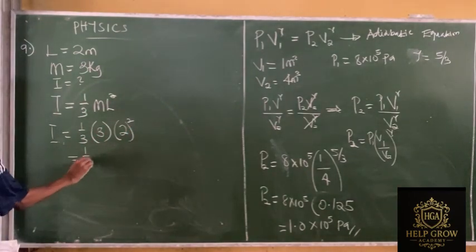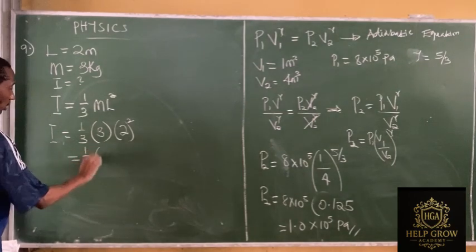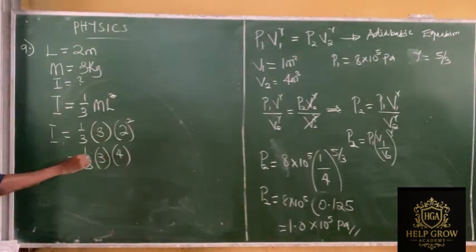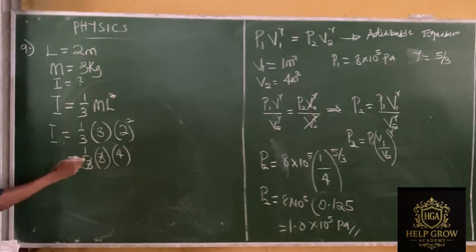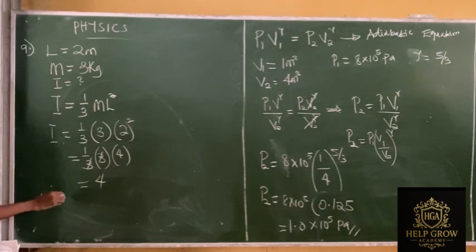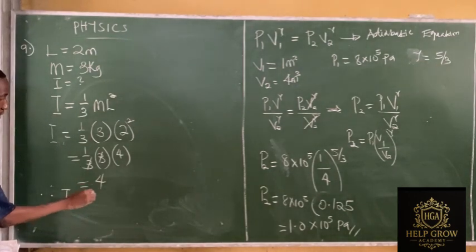This will give us 1/3 into 3, times 4. The 3s will cancel out. We have 1 times 4. 1 times 4 will give us 4. Therefore, the moment of inertia is 4.